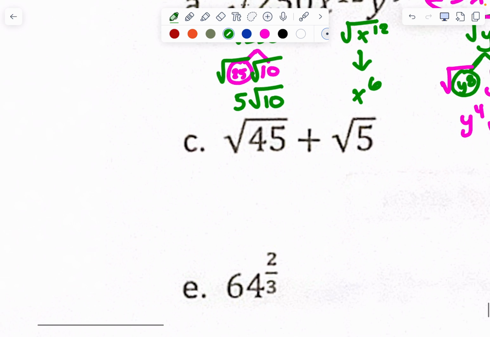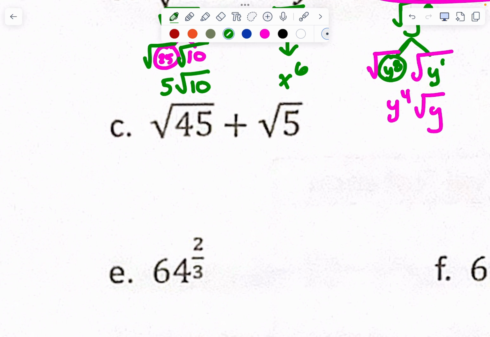Okay, all right, C. Can we add if they're not like terms? Sure. No. So we've got 2.